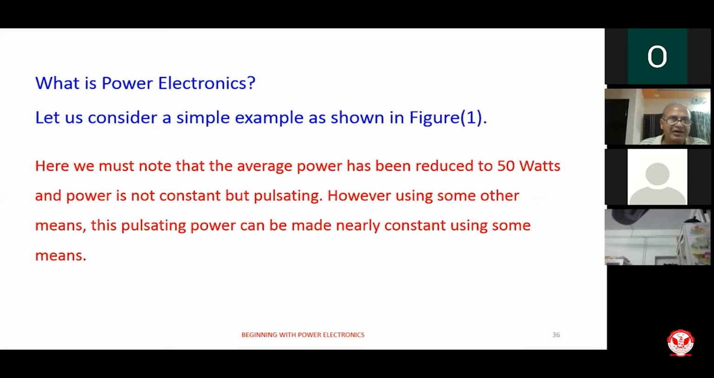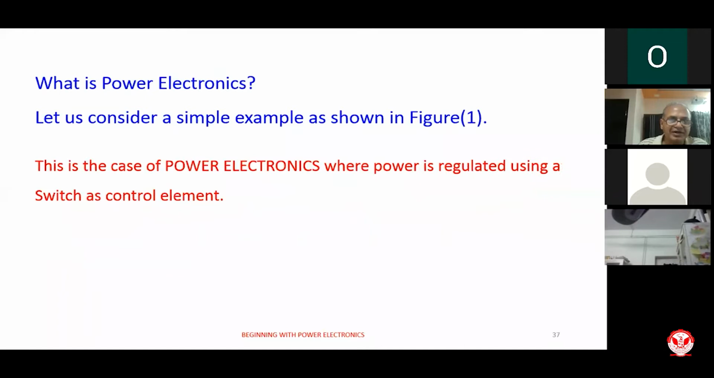Fine. We are now in a position to understand what has happened exactly in this case. In this latter case, where we are not using series resistance, we are using the switch in series with the load. This is a case of power electronics where power is regulated using the switch as a control element. So wherever switches are involved for regulating power, we come across power electronics.